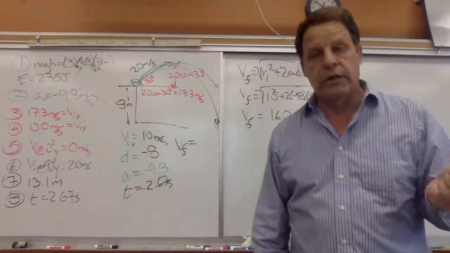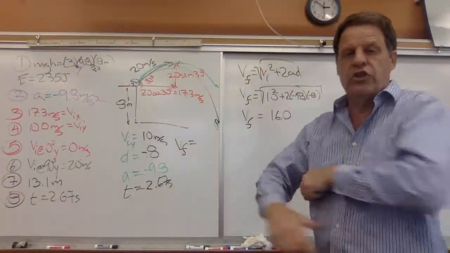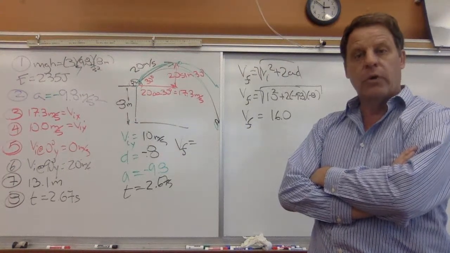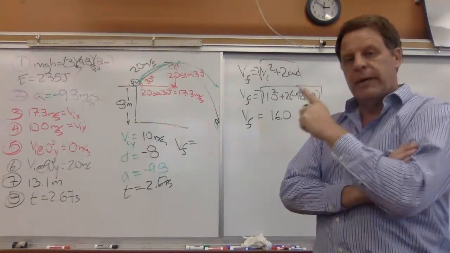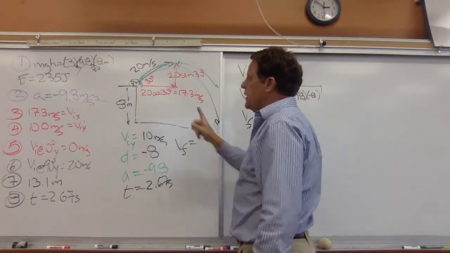Now, my calculator just told me that it was positive 16, but remember, when you're taking the square root of something, you're going to get a plus or a minus. So we got to think about our diagram here. It started up and it ended up coming down here.